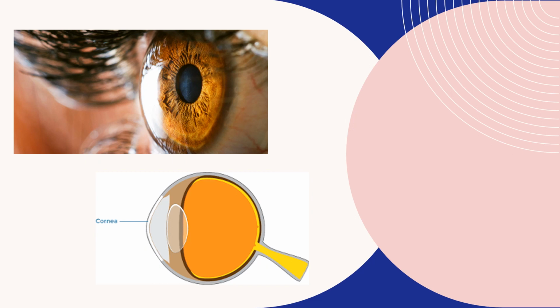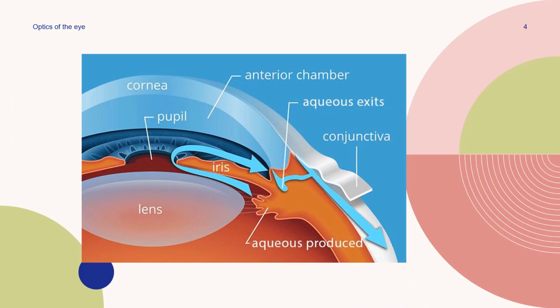It is 12 millimeters in diameter and 0.5 millimeters in thickness, with an anterior radius of curvature of 7.8 millimeters and a posterior radius of curvature of 6.5 millimeters. Its refractive index is 1.38. After being refracted by the cornea, the light travels through the anterior chamber through a fluid called aqueous humor before it reaches the iris. The iris is connected to muscles which expand and contract to control the aperture size of the eye. This aperture is also known as the pupil.